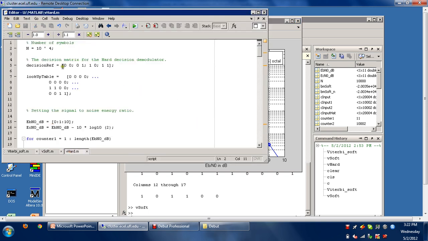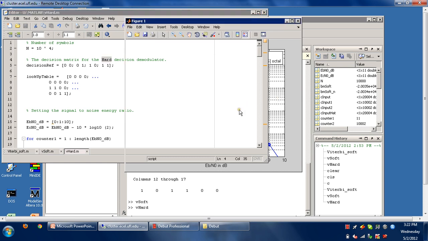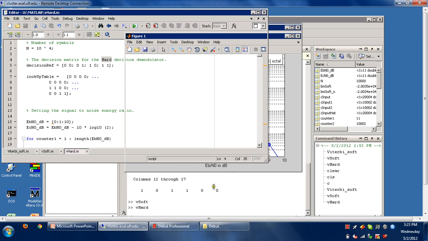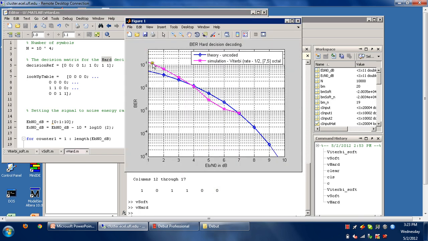And now going to the hard decision. This is the hard decision demodulator. It is also very similar. The program is similar, except that the algorithm to decode is different now. And waiting for the results, we see that the hard decision decoder is here.